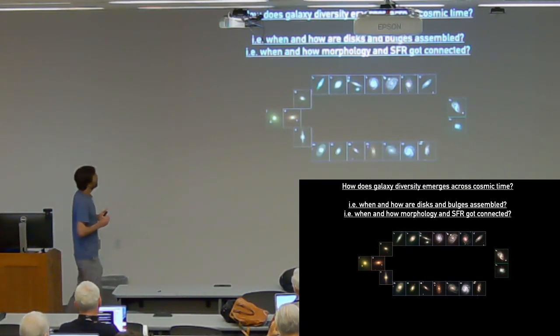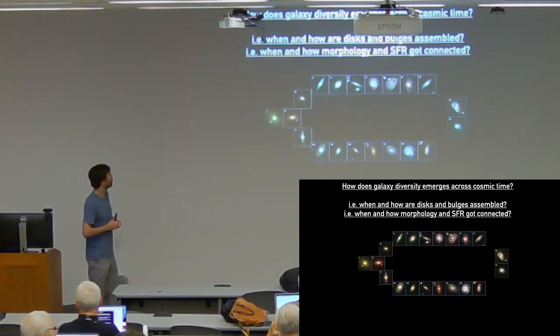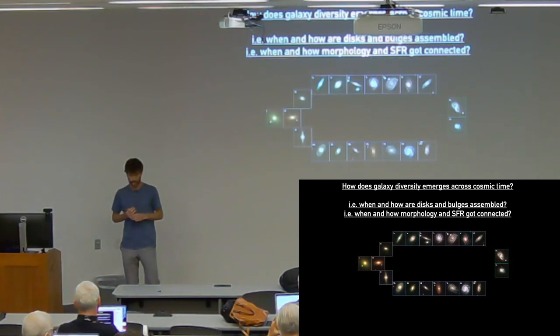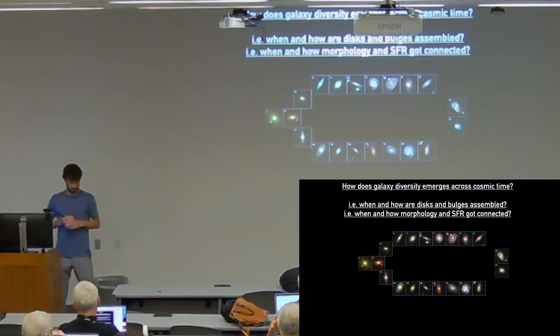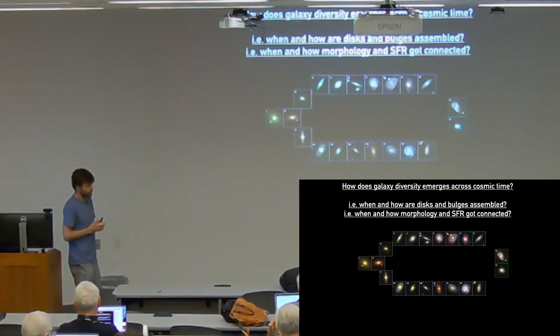These are very general questions: how galaxy diversity emerges across cosmic time, when and how the first disks and bulges are formed, and how quenching and star formation and morphology get connected. I guess these questions are still open. We have made lots of progress, but they're still open questions.